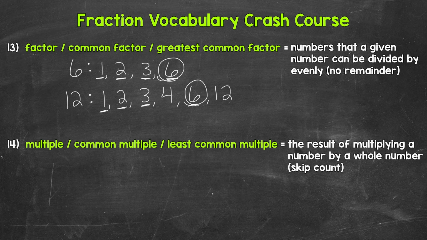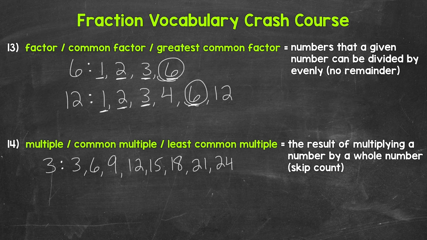Let's move on to multiple, common multiple, and least common multiple. We'll start with multiple. Now, multiples are the result of multiplying a number by a whole number. And we can think of skip counting here. So for example, some multiples of 3 are 3, 6, 9, 12, 15, 18, 21, 24, and these continue on forever.